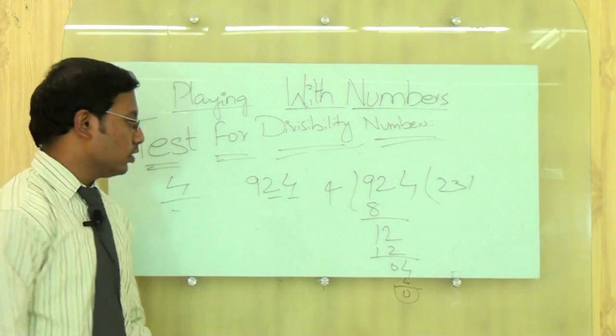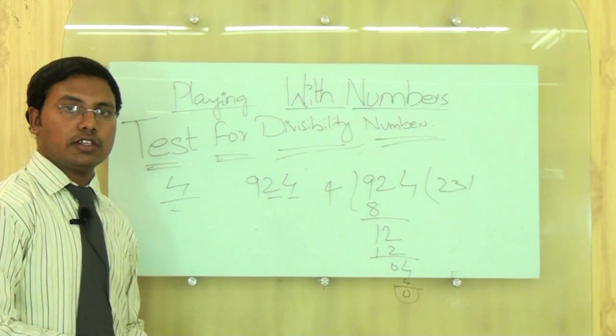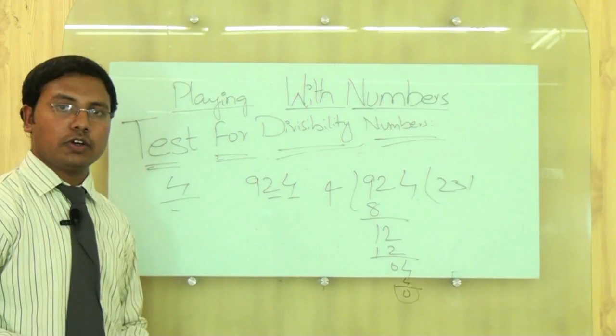Whatever the number may be, the units place and tens place should be divided by 4. If the units place and tens place are going to be divisible by 4, then the whole number is going to be divisible by 4.